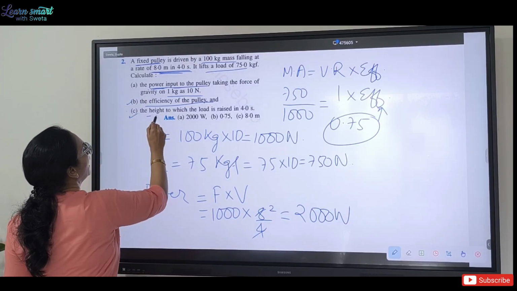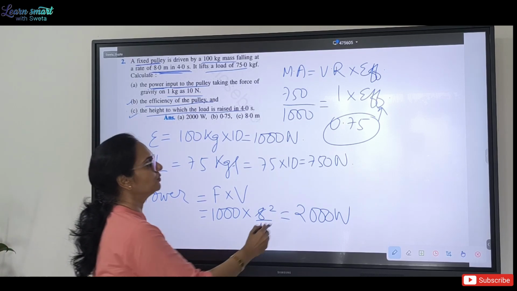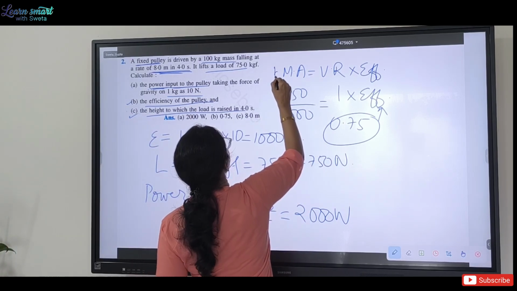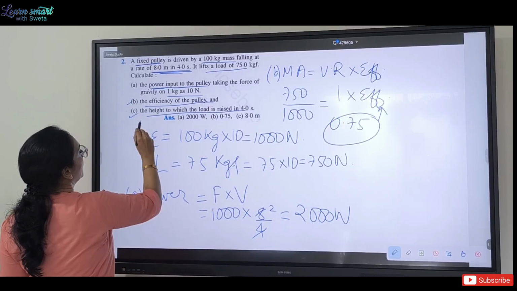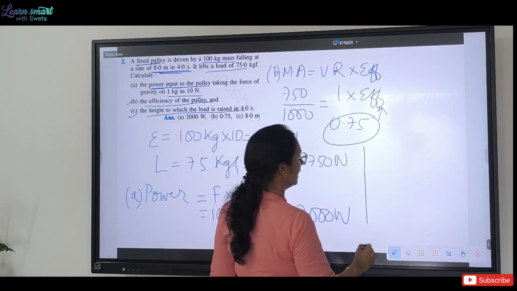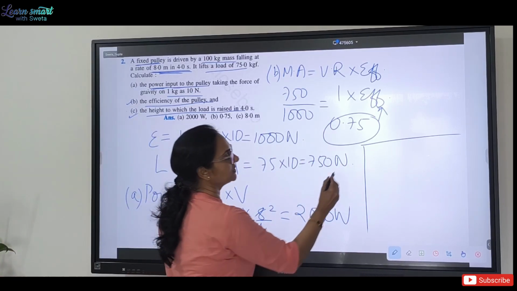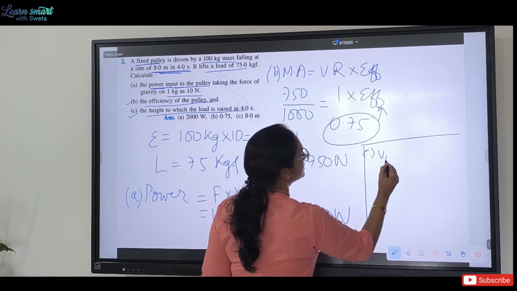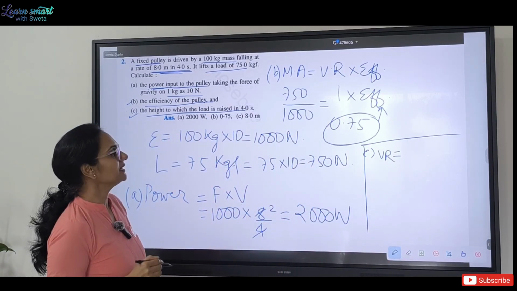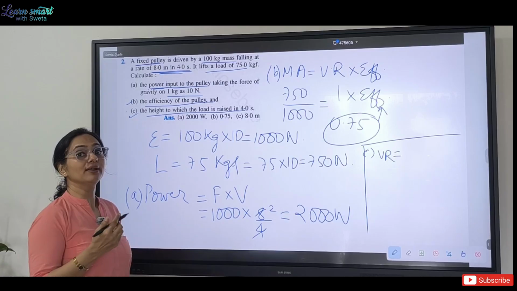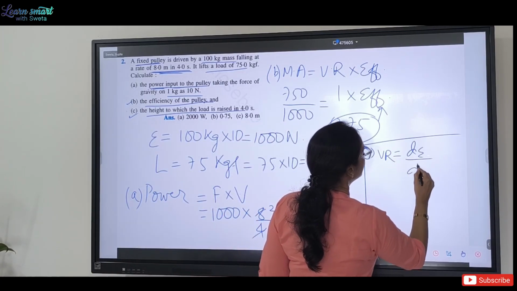And now they are asking the height to which the load is raised in 4 seconds. This was part B. We calculated the power, part A, and now the height to which the load is raised. How do we calculate the height? There is again a formula that velocity ratio equals, what is velocity ratio? It is distance moved by the effort upon distance moved by the load. So we write dE by dL.